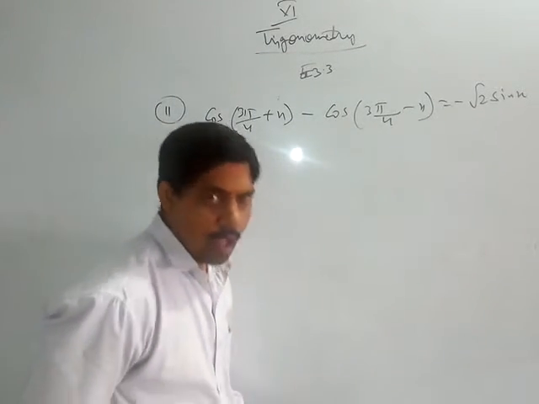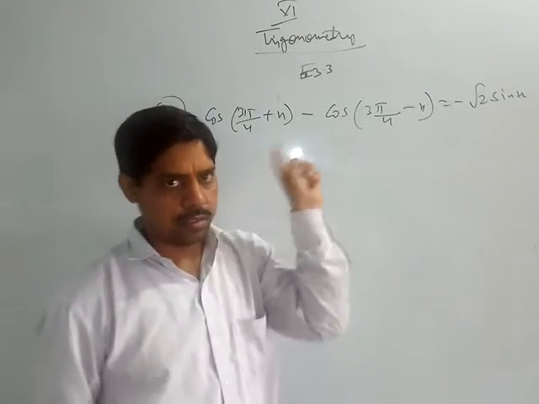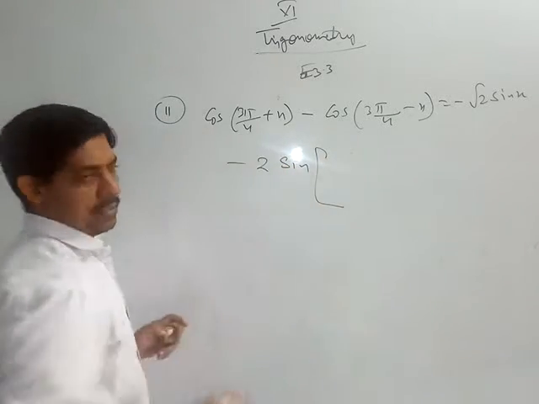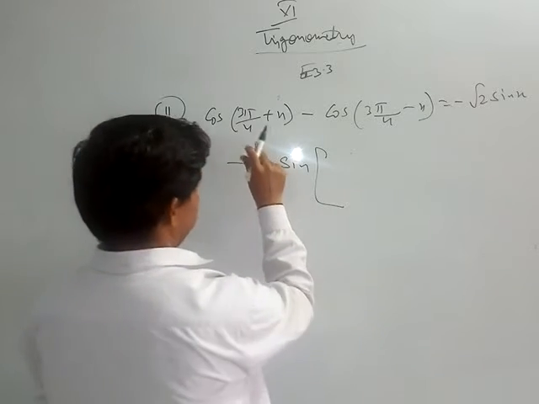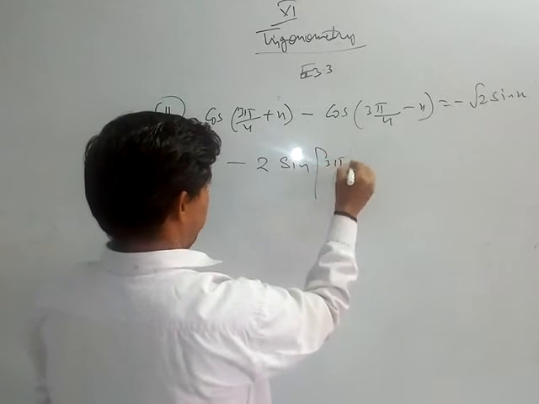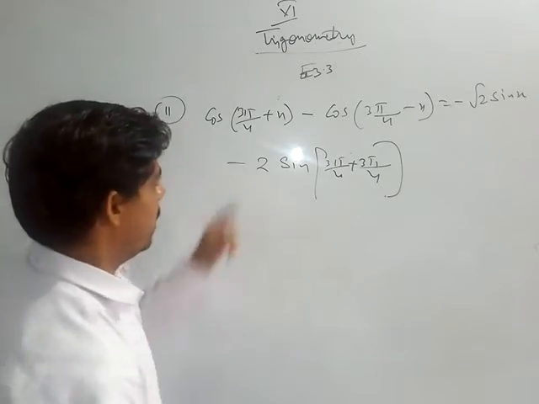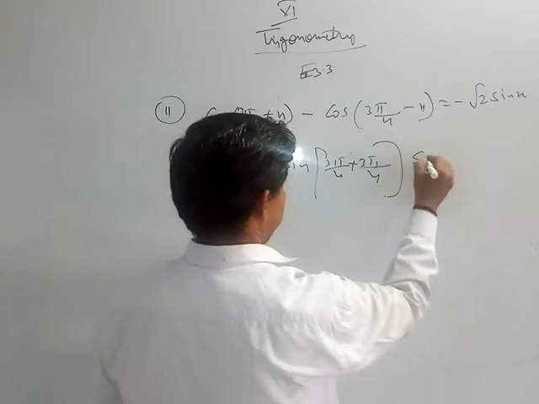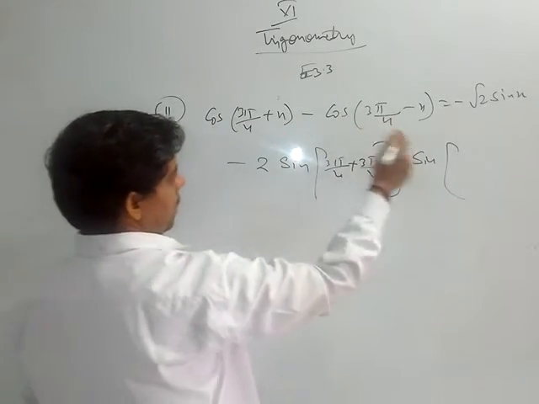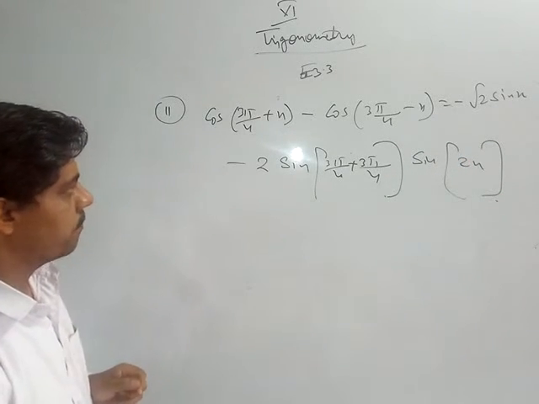Now how to prove that? This is cos C minus cos D, so we can use that fourth identity, cos C minus cos D is minus 2 sin (C plus D)/2 sin (C minus D)/2. So we will get these two added together, 3 pi by 4 plus 3 pi by 4, and x and x will get cancelled. In C minus D, 3 pi by 4 and 3 pi by 4 cancel, x plus x is 2x. So this is what we are getting here.